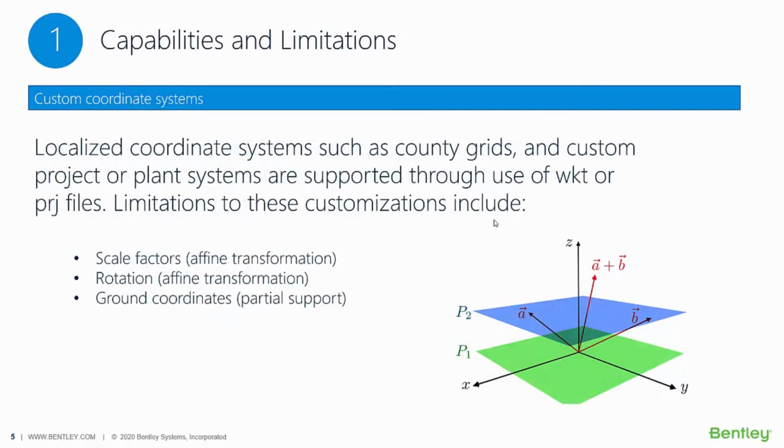Looking at the need for custom coordinate systems, localized coordinate systems such as county grids and custom project or plant systems are supported through the use of WKT or PRJ files. Limitations to these customizations include scale and rotation factors, as these are affine transformations that are not supported, and ground coordinates, which does have some partial support. However, anything with a scale or that involves rotation will not be supported.